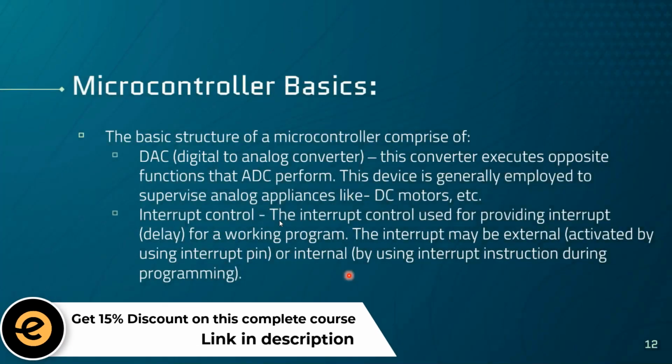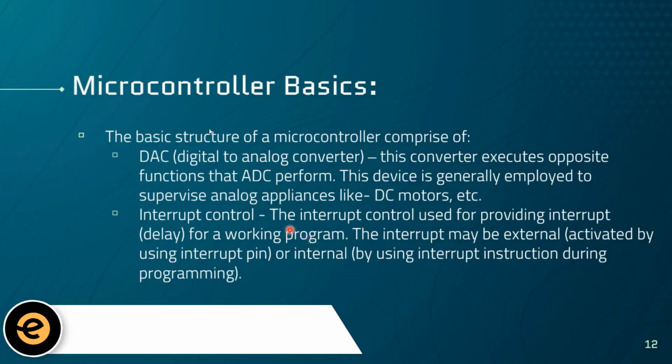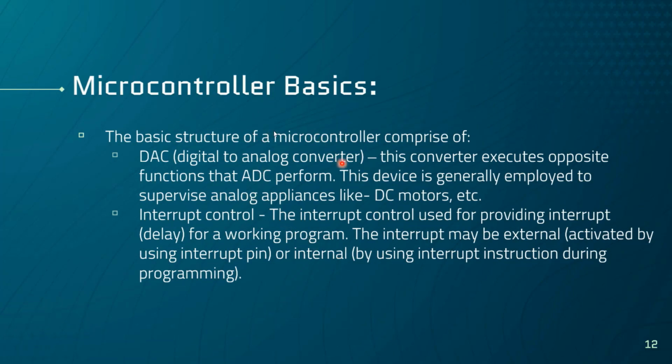Then there is the opposite, which is the DAC, the digital to analog converter. If we want to output an analog signal, we can use some sort of a DAC to handle this kind of process. This converter executes the opposite function of the ADC, and the device is generally employed to supervise analog appliances like DC motors, all of that stuff.